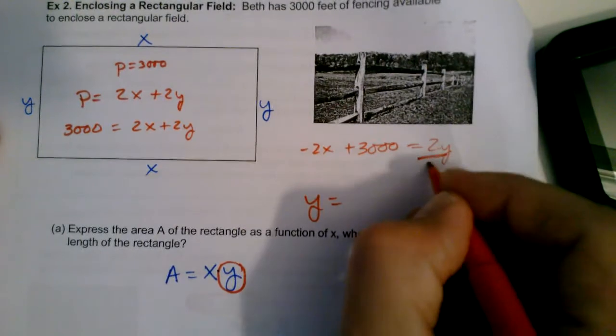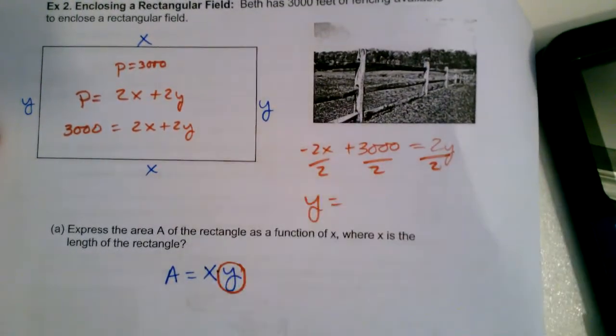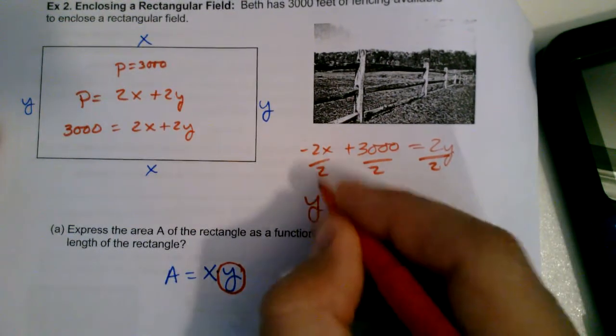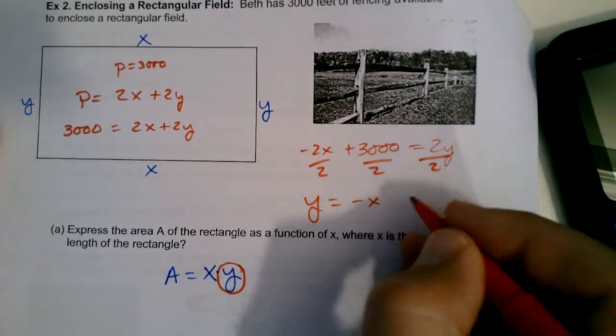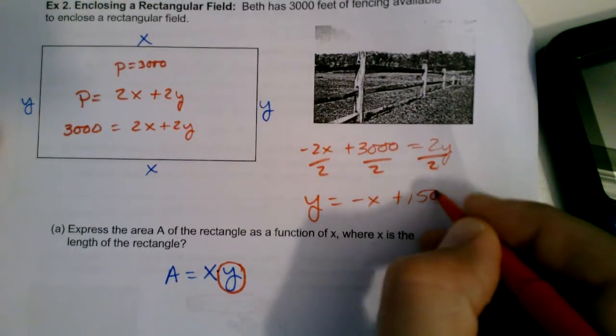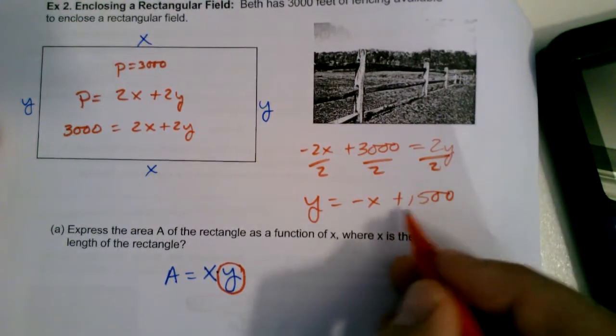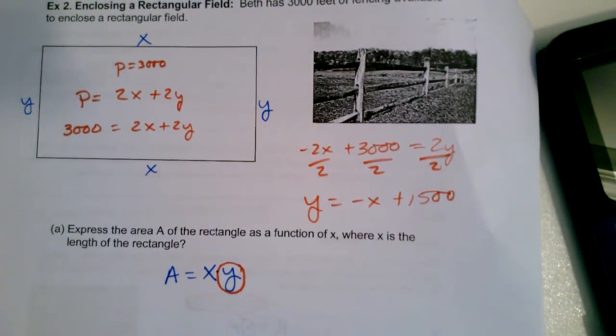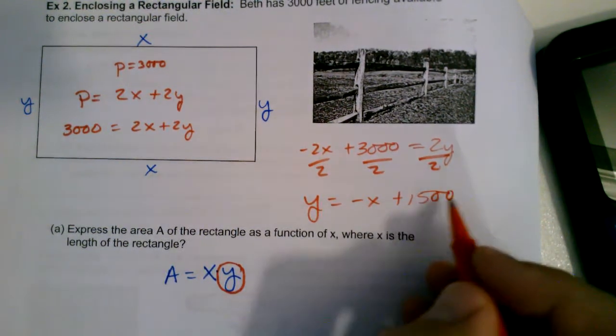And I'm going to divide everything by 2. You guys okay with this? So I end up with negative x, and this is what, 1,500? Or 1,500 minus x, whatever you want. Doesn't matter. Okay. Questions so far? I'm going to take this.